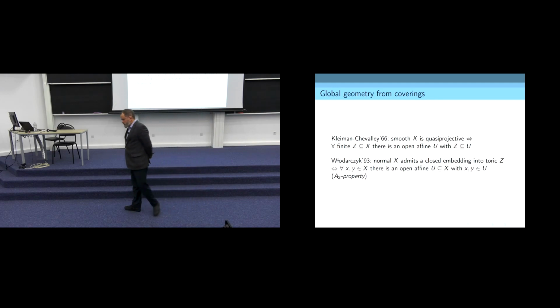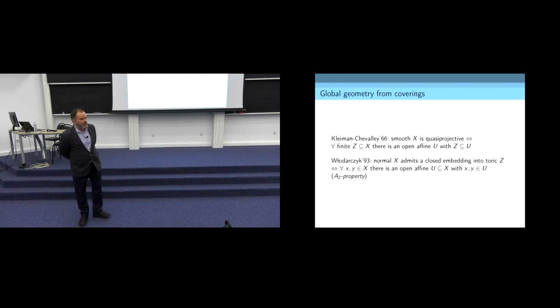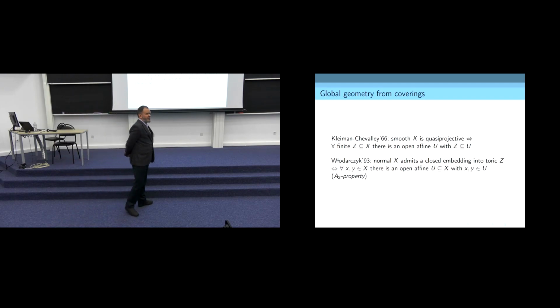But we can find also some global result about variety. The first one is the classical Kleiman-Chevalley criterion, which says that if you take a smooth variety, if it is quasi-projective, then it's very easy to find an affine open subset which contains a given finite subset. Say you take your variety, you take a finite set of points, and you want to know, is there an affine neighborhood which contains this finite subset? And it turns out that this is the case if and only if the variety is quasi-projective.